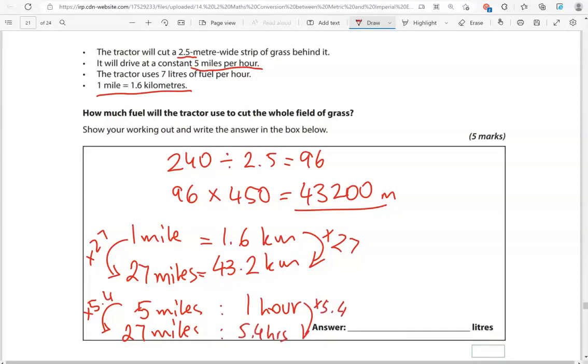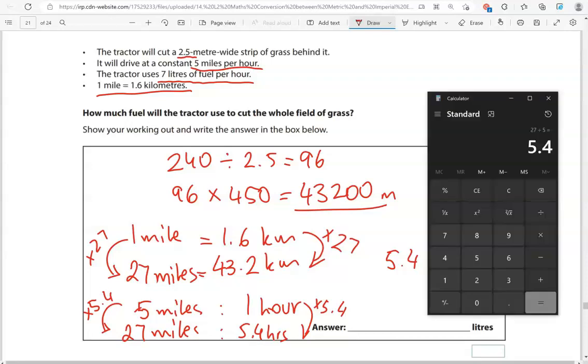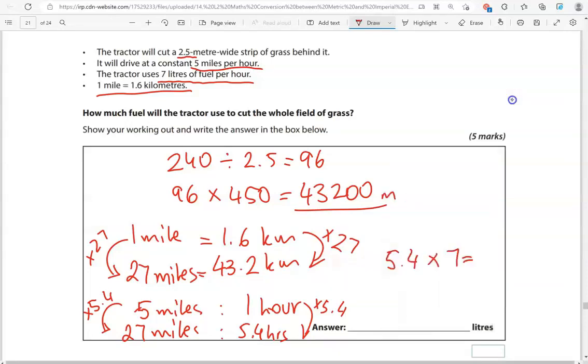The tractor uses 7 liters of fuel per hour. What about 5.4 hours? So 5.4 hours times 7 liters each hour gives us 37.8 liters.